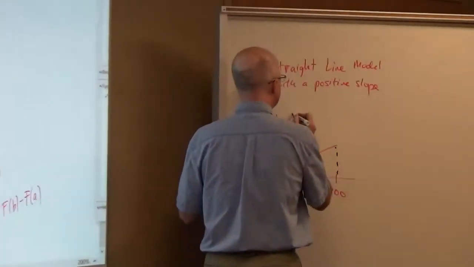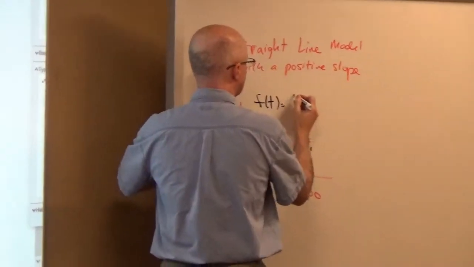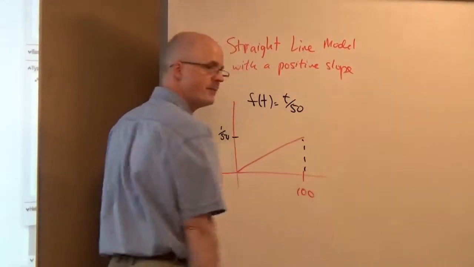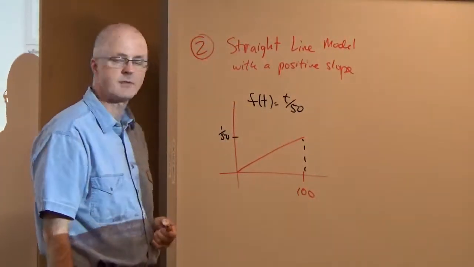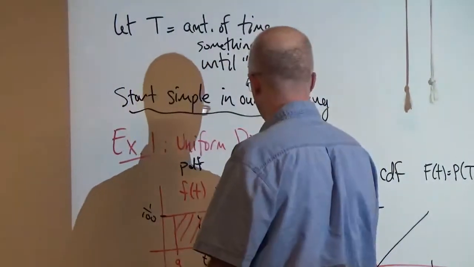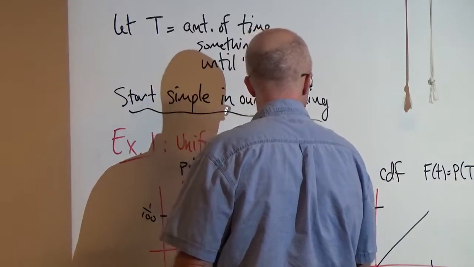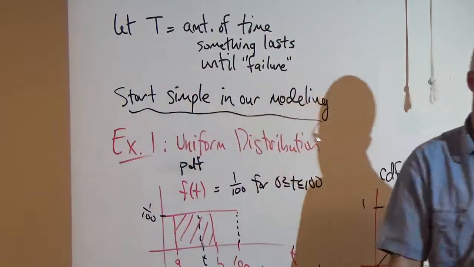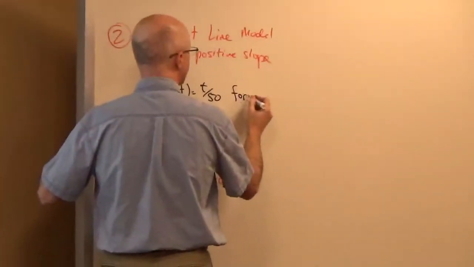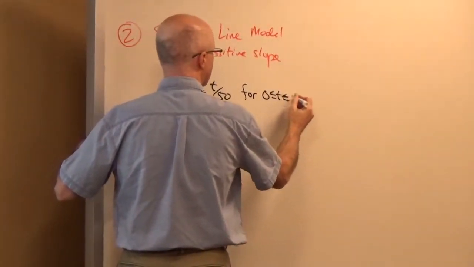So my little f of t in this case would be t over 50. That would be the formula for that one. The formula for this one would be 1 over 100 for t between 0 and 100. Technically, it's 0 otherwise. This one's t over 50, once again, for t between 0 and 100.